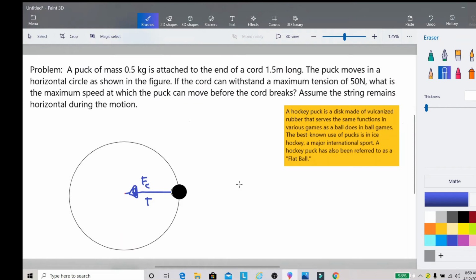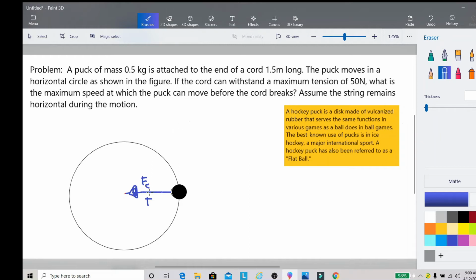We have here another problem. A puck of mass 0.5 kilogram is attached to the end of a cord 1.5 meters long. The puck moves in a horizontal circle as shown in the figure. If the cord can withstand a maximum tension of 50 newtons, what is the maximum speed at which the puck can move before the cord breaks? Assume the string remains horizontal during the motion. Okay, we have illustrated here the problem.